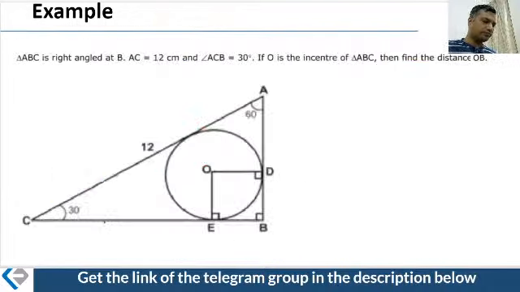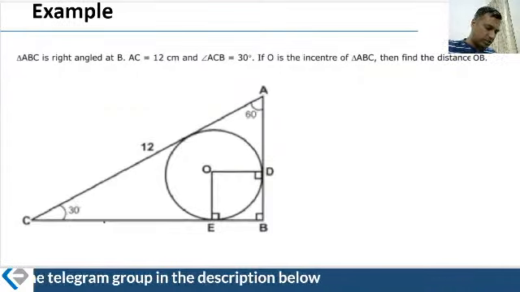Let's go further. Take a look at this CAT question, all of you.